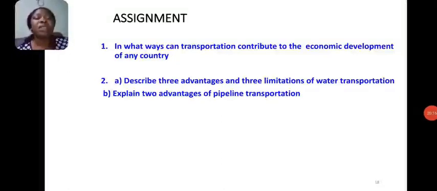We have come to the end of the lesson. There is an assignment stated here. 1. In what ways can transportation contribute to the economic development of any country? 2. Describe 3 disadvantages and 3 limitations of water transportation. The B part is: explain 2 advantages of pipeline transportation.